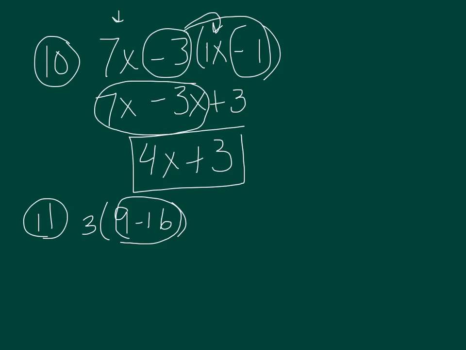9 minus 16, they're different signs. So I'm going to subtract, and I'm going to get a 7. But it would be negative 7. And it's 3. So the answer is negative 21. And you could also do it distributive. 3 times 9 is 27 minus 3 times 16. And you'd still get that, negative 21. Either way works.